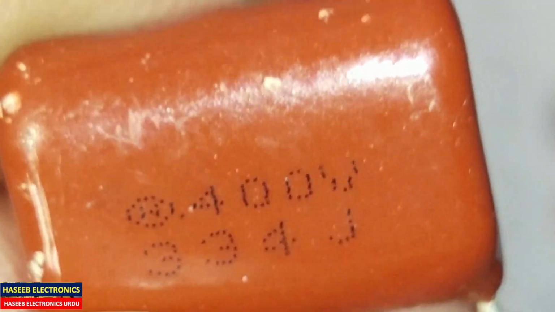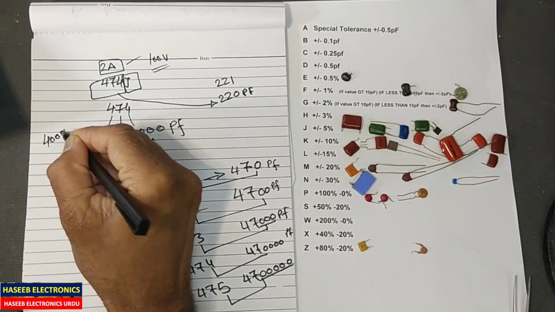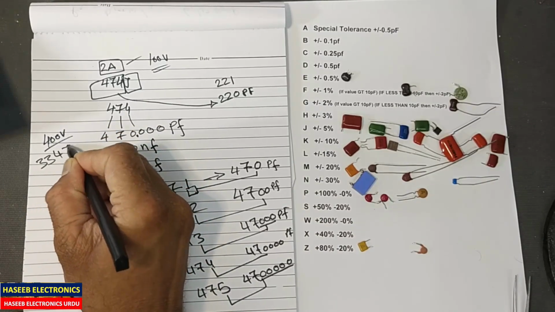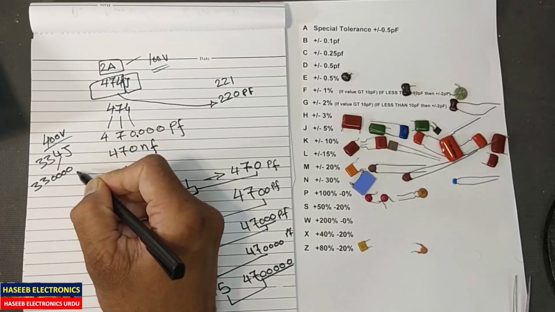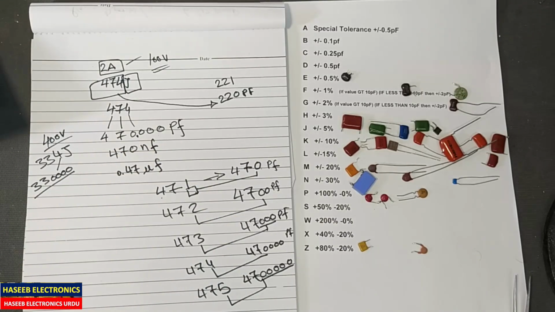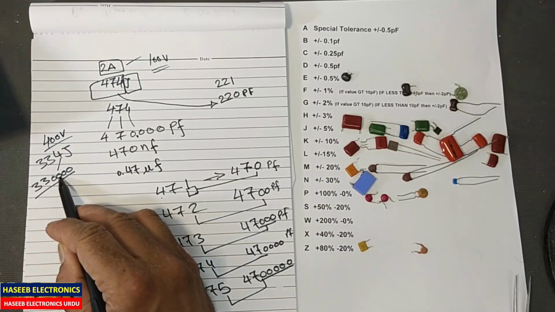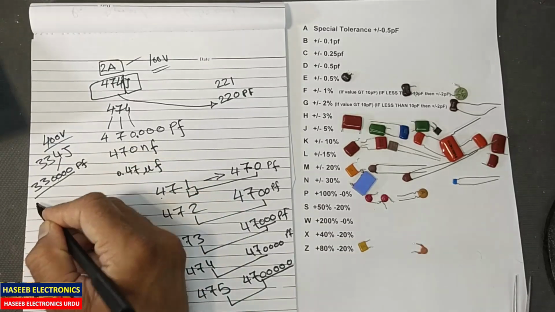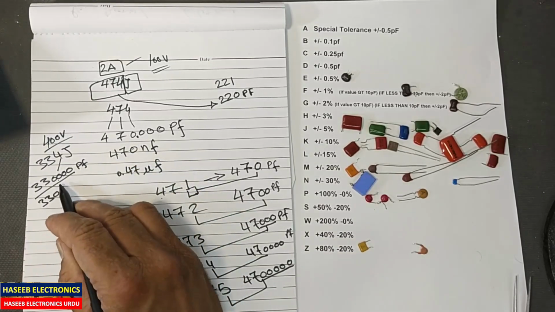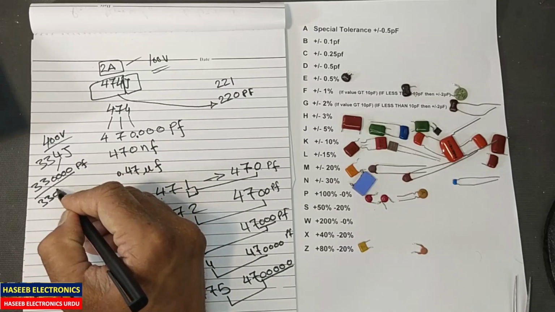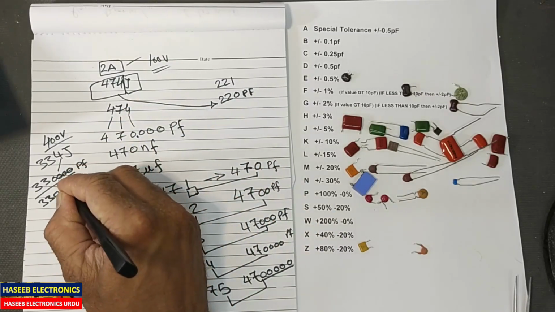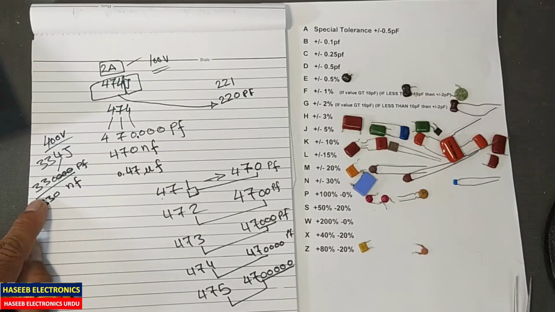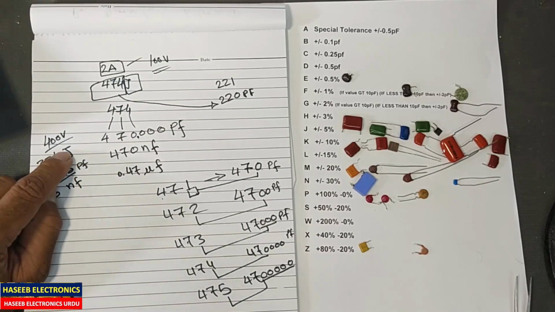For example, if I see this, it is 400 volt 334J. That means 3, 3, 4 zeros: 1, 2, 3, 4. Then J. So it is 330000 picofarad. We can say it is 330, then remove 3 zeros. We can say we will divide it by 1000. So it will be nanofarad. 330 nanofarad.